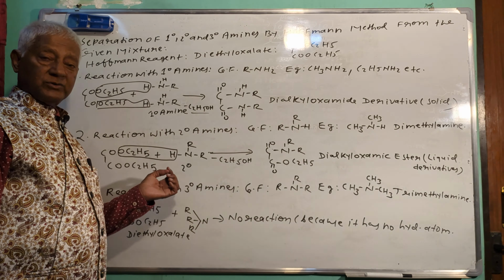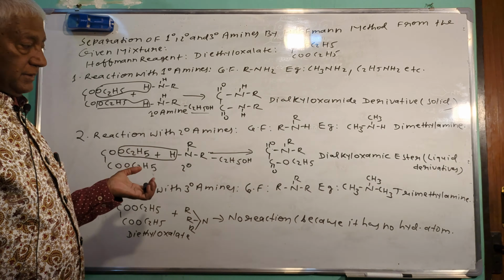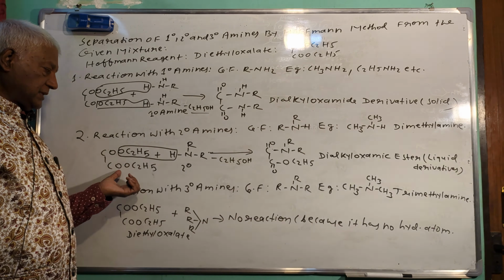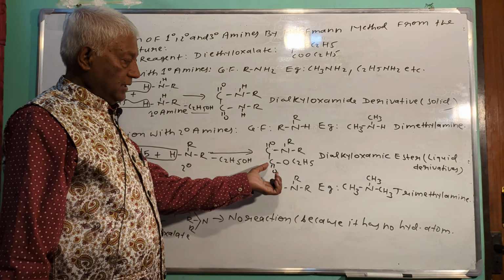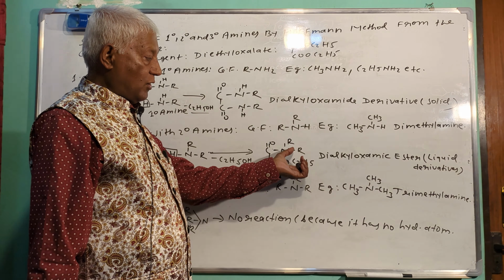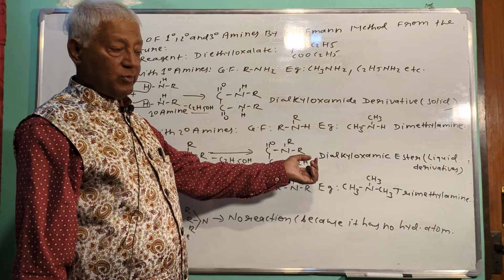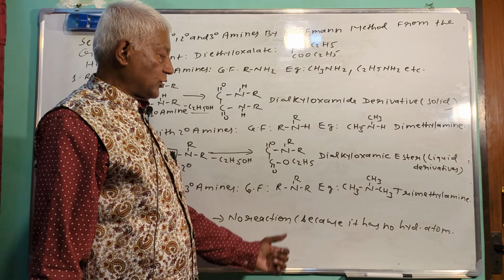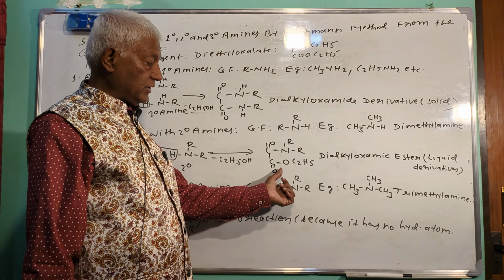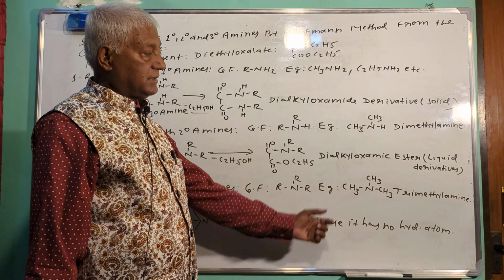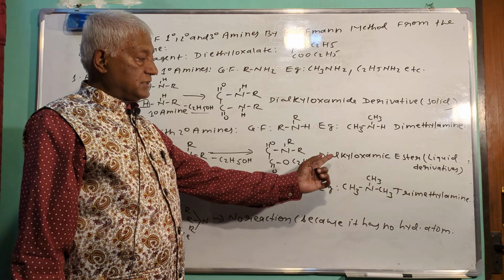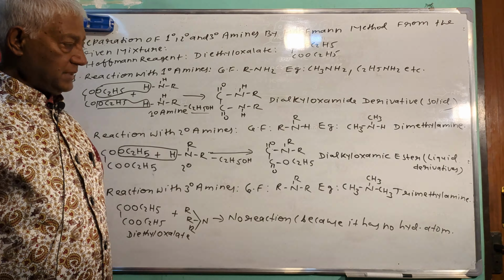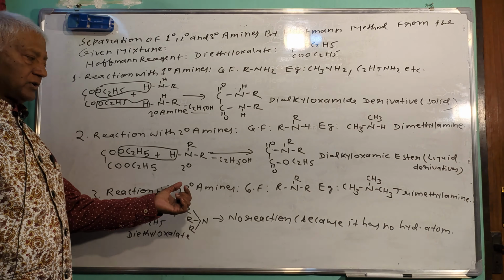So learn it by heart. When treated with secondary amine, we get this product. How many alkyl groups do we have? 2 alkyls. We have dialkyl oxamic ester, because there is an ester group here, and it is a liquid derivative. So the first one is a solid derivative, the second one is a liquid derivative. The third one is the reaction with third degree amine.